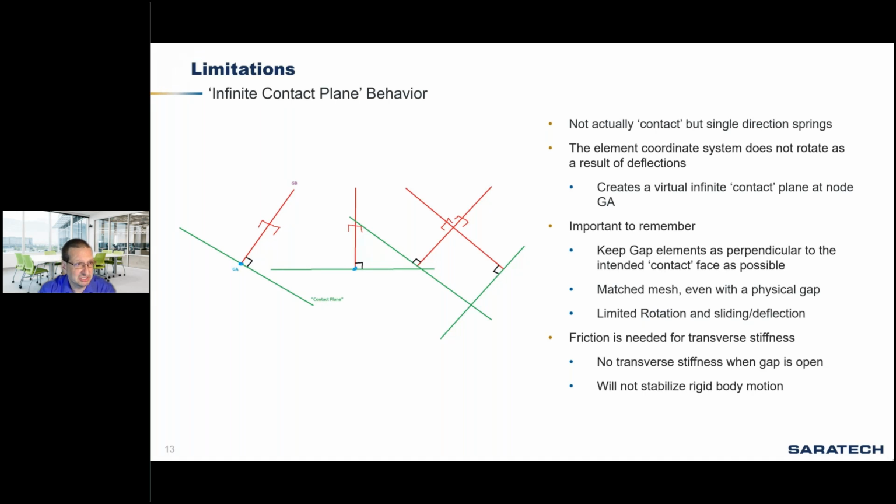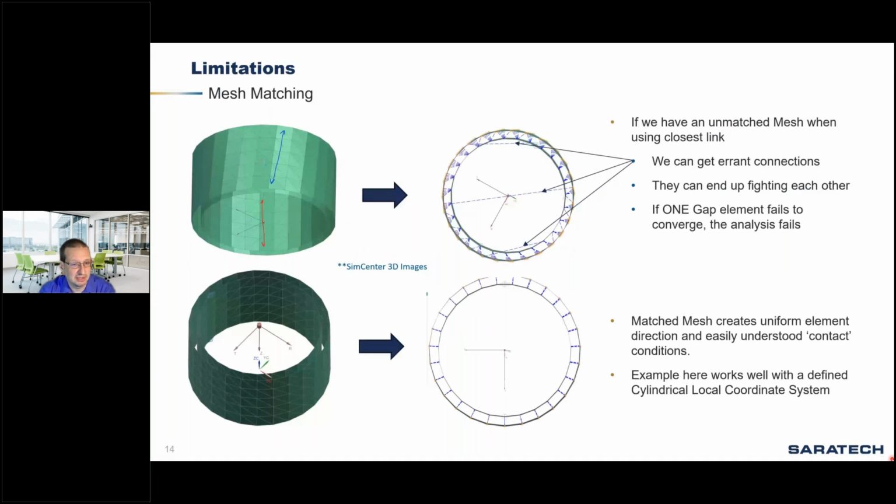So, an example of mesh matching and the importance of that. Screenshots are from Simcenter 3D, but the same issue can occur in Femap. For example, here we're dealing with a cylindrical contact, like a pin or a bolt in a hole. Even though we've got the same number of nodes here on the top left image, there's a slight skew to our nodes as compared to our center nodes. And what happens is that closest link can get a little funky. We can get some of these errant connections, and they'll end up fighting each other.